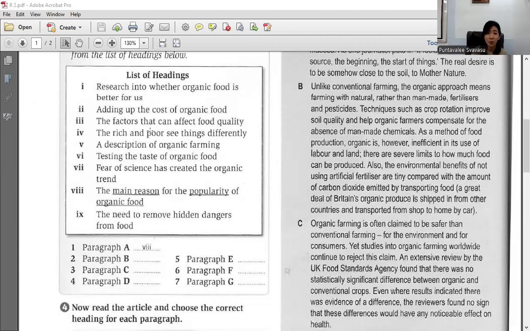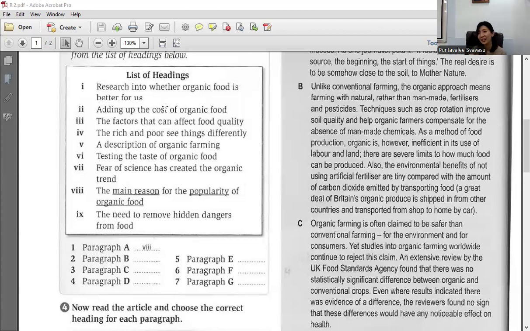Okay, so this is a tricky one because a lot of students would answer number 2, adding up cost, because they talk about expensive, they kind of talk about money. But if you really understand the supporting detail, they don't really talk about the cost itself.